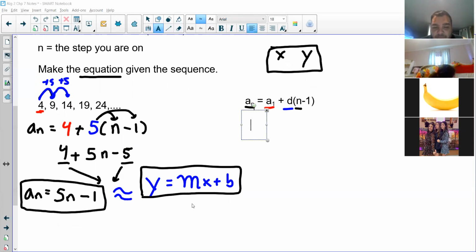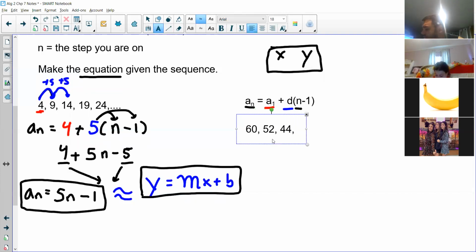So I want everyone... You don't have to always say y equals mx plus b. I'm just pointing out it kind of looks like that. Either way, everyone try this one. This one's going to be a little tricky because I'm giving you a negative difference, i.e. you're subtracting.